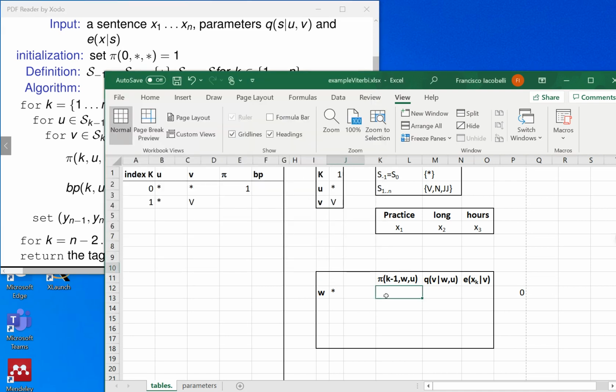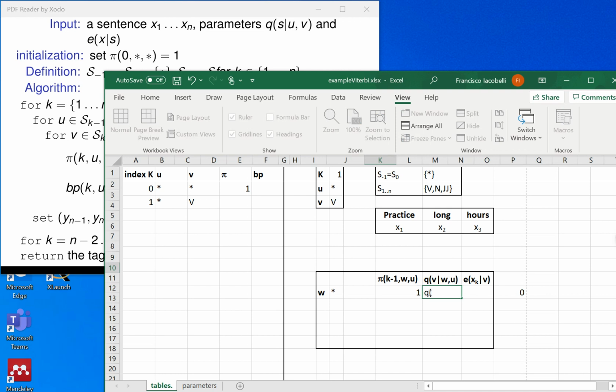Okay, so with star, what is pi of k minus 1, W, U? Well, k minus 1 is 0, because k is 1, minus 1, that's 0. So this is pi of 0, where W is a star and U is also a star. So this is pi of 0, star, star, which we initialized here at the beginning. That's 1.